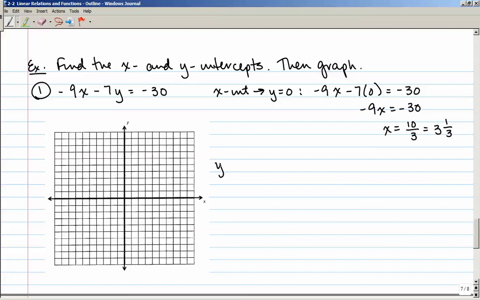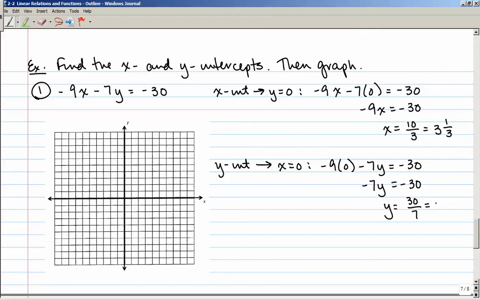Let's find the y-intercept. To do that, I will let x equal 0. And then I have negative 9 times 0 minus 7y equals negative 30. The 0 cancels out there. Negative 7y equals negative 30, and I have y equals 30 over 7, which turns into the mixed number of 4 2/7. So my x-intercept is 3 1/3. My y-intercept is 4 2/7. There's one part of my answer.